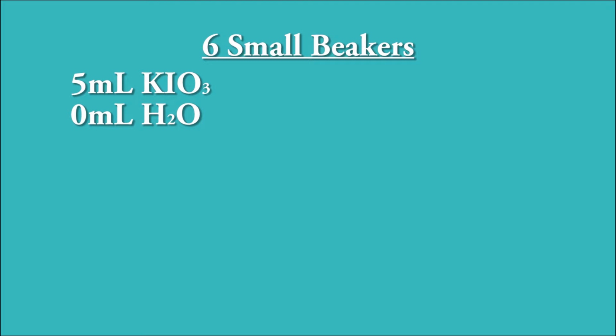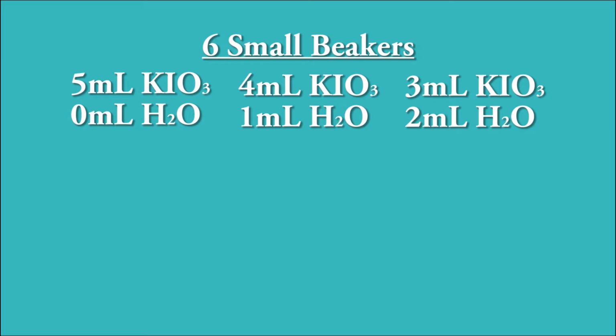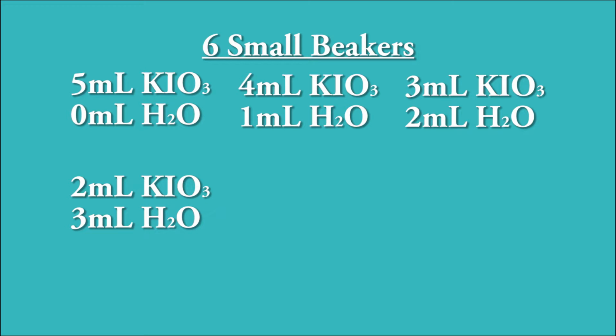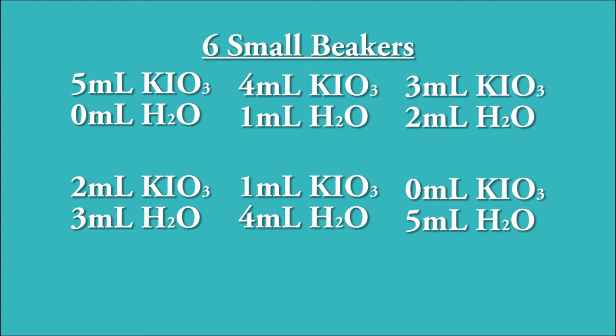In the first beaker, we had 5 milliliters of the potassium iodate and no water. In the second beaker, we had 4 mL of the potassium iodate and 1 mL of water. In the third beaker, we had 3 mL of potassium iodate and 2 mL of water. In the fourth beaker, we had 2 mL of potassium iodate and 3 mL of water. In the fifth beaker, we had 1 mL of the potassium iodate and 4 mL of water. And in the sixth beaker, we just had water.